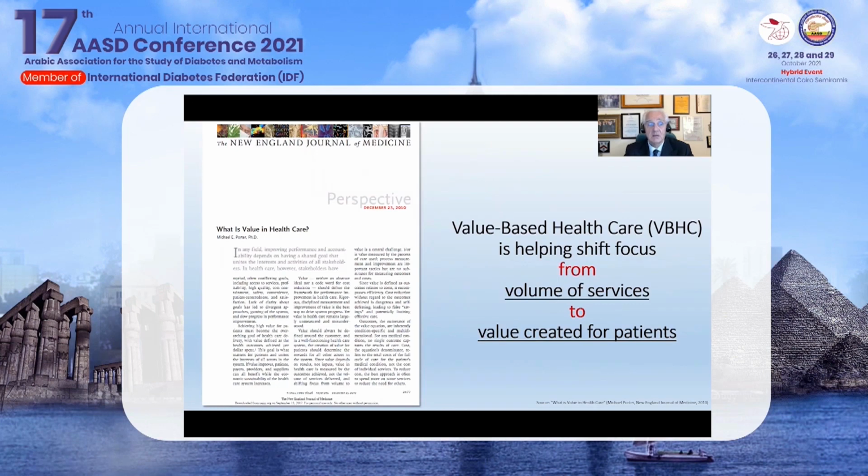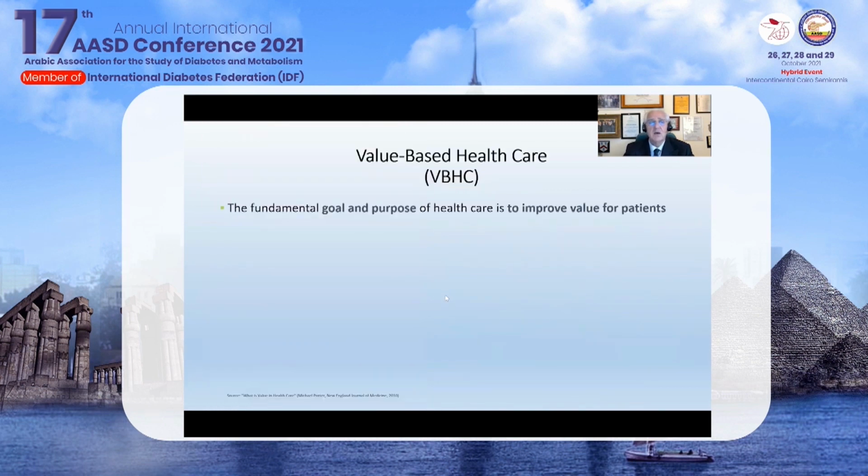So there have been a number of considerations, and there is now a proposal for a new model, which is value-based healthcare, which is helping shift focus from volume of services to value created for the patient. And this has been elaborated by Professor Porter of the Harvard Business School. So the fundamental goal and purpose of healthcare is to improve value for patients, so that in the formula for the evaluation of value, health outcomes that matter to patients are divided by the cost of delivering these outcomes, and this produces the value.